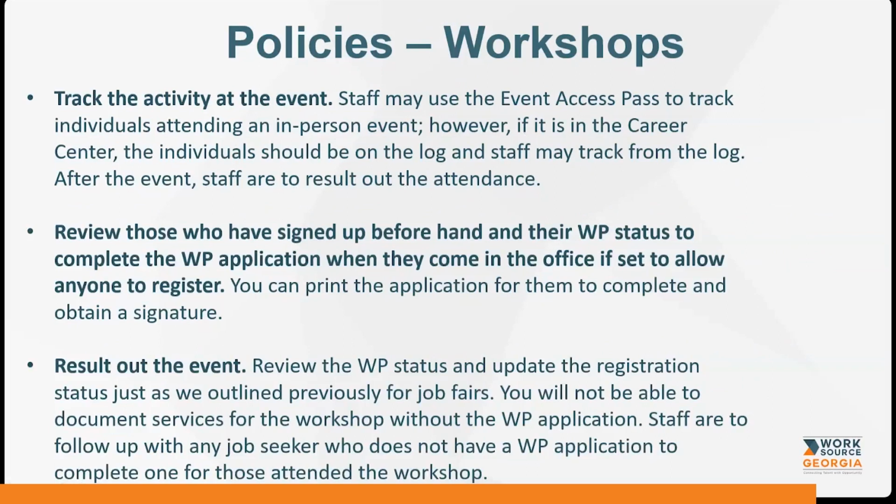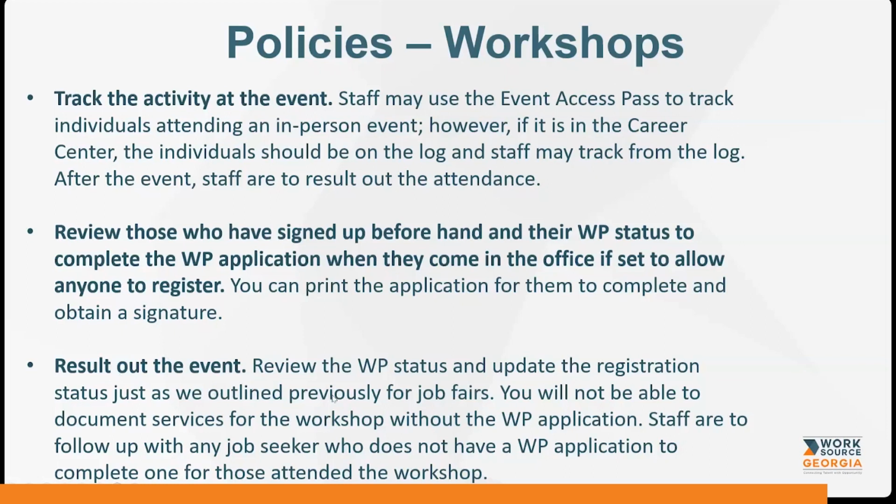Now, one thing that you may want to do beforehand for those workshops is review who's registered. If you have it as open to anyone, then you're going to want to reach out to those individuals who do not have a Wagner-Peyser application and complete one with them ahead of time. Or when they come in the office, go ahead and have the Wagner-Peyser application printed, and then you can work with them to complete any missing fields on that application, and they can sign it. And then all you have to do is upload it and complete that application in the system. They could leave and you would have everything you need on that print off. And then you can result out the event.